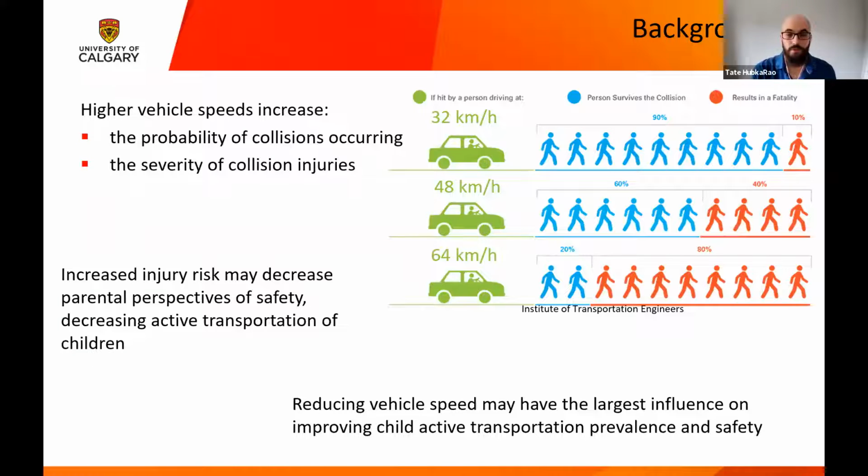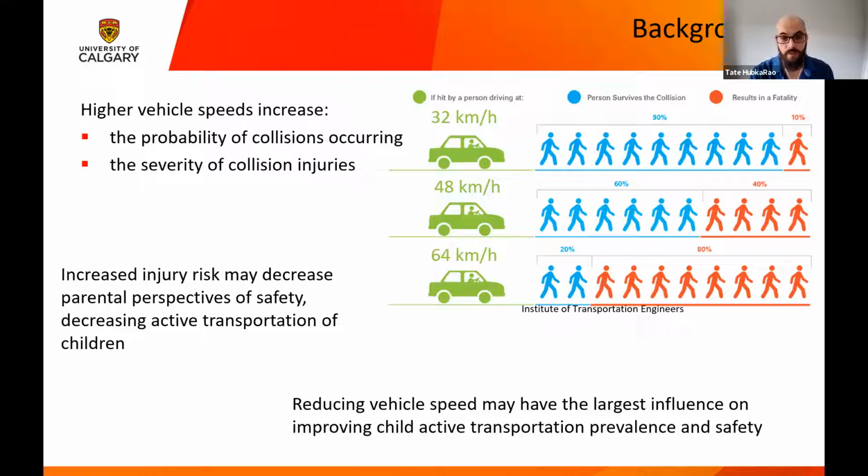While there are many risk factors for pedestrian and bicyclist motor vehicle collisions, as we've talked a lot about today, speed is predominant. Not only does an increase in vehicle speed increase the probability a collision will occur, it can also increase the likelihood that a collision will result in death.